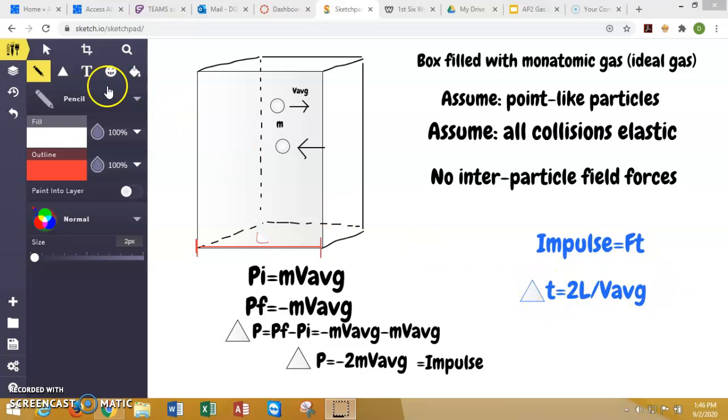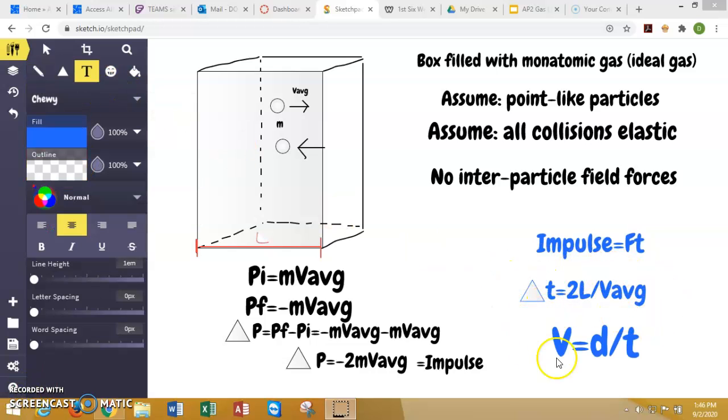Wait, where did this come from, Sharky? This equation is V equals D over T. The distance traveled is 2L, right, down and back. The velocity is just whatever this average is, and I solve for T. So I rearrange this, solve for T, and I get this thing right here. Now, if I solve for the force, I have to divide both sides by time. So I have my impulse, and I take this business and chuck it in there, and I get this equation for my average force.